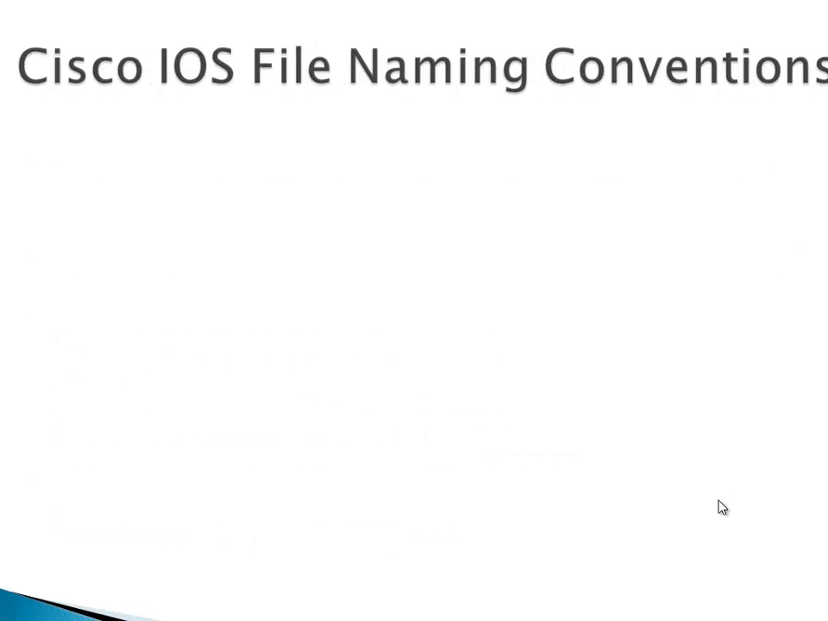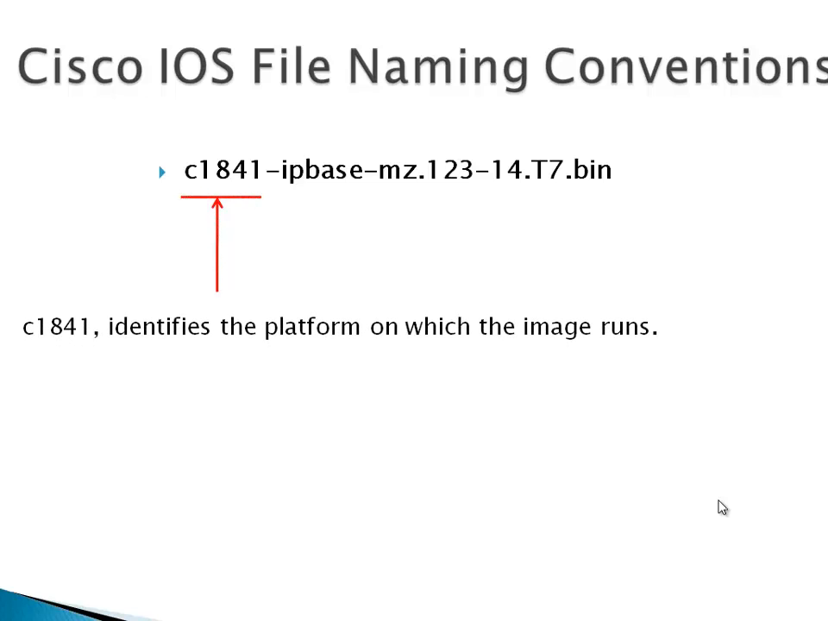Cisco IOS file naming conventions. For example, we have this router image, c1841-ipbase-mz.123-14.T7.bin. What do they mean? Why are there so many letters and numbers? Well, the first part identifies the platform on which the image runs. So c1841 is the platform, the router Cisco 1841. In this example it is Cisco 1841.